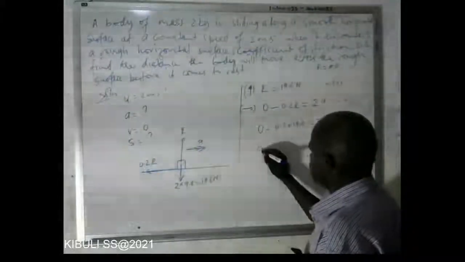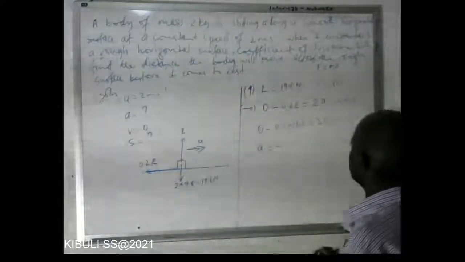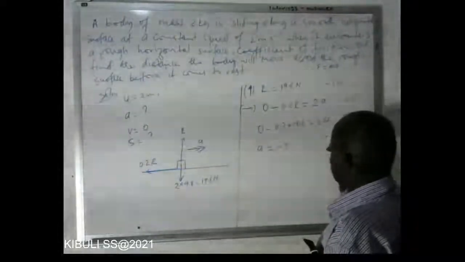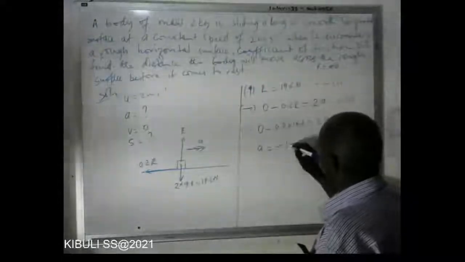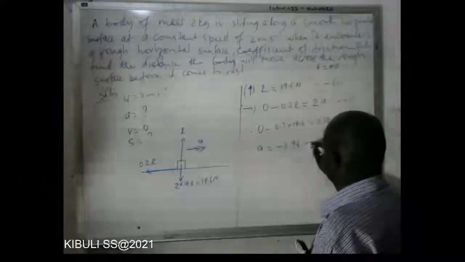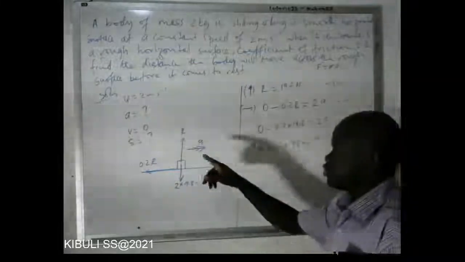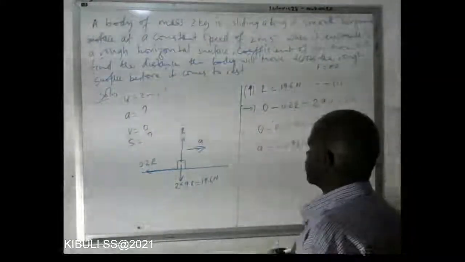Here we get A to be negative 1.96 meters per second squared. It is negative because it is a deceleration. Remember, the final velocity of the body is going to be 0. The body will come to rest.